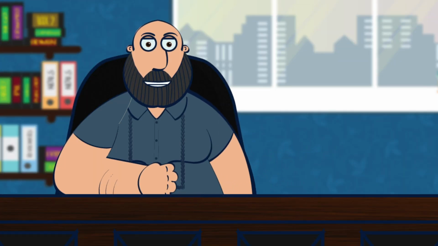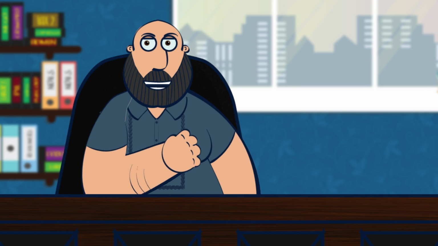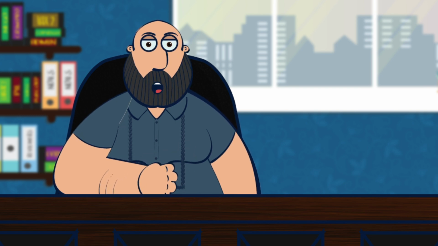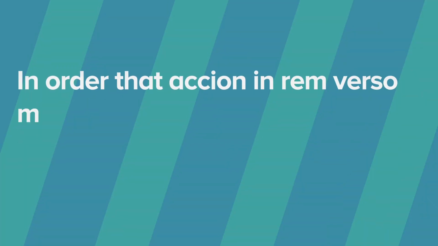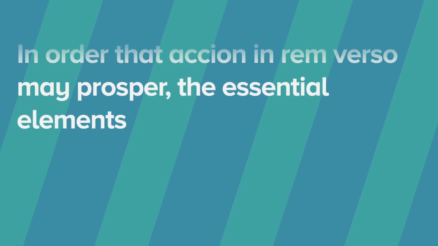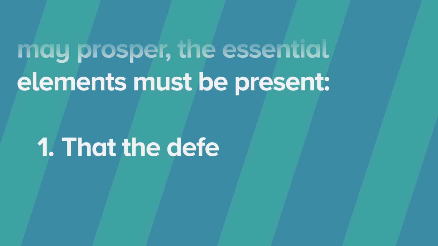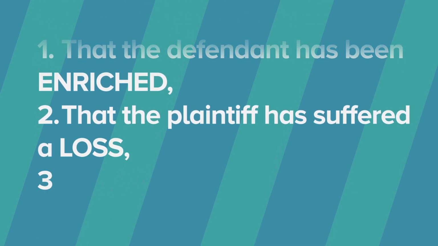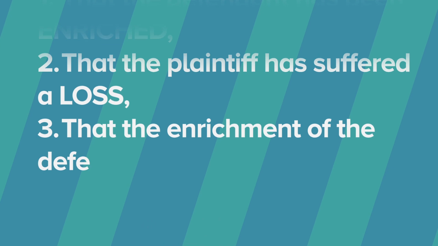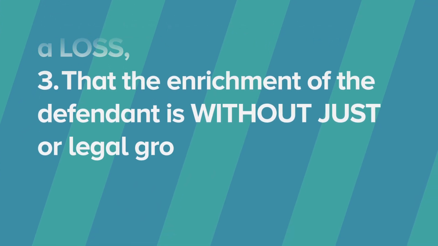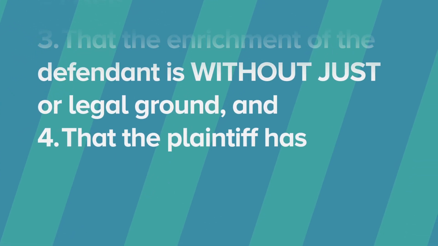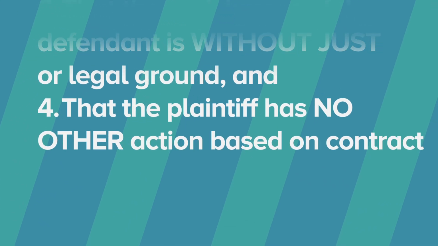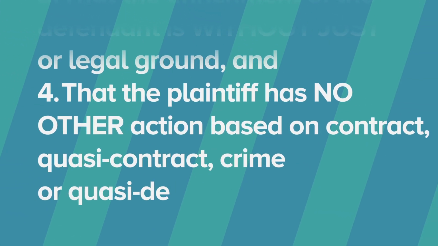The Supreme Court also teaches us the requisites of action in rem verso, or the action for the recovery of a thing from another person based on unjust enrichment. In order that action in rem verso may prosper, the essential elements must be present. 1. That the defendant has been enriched. 2. The plaintiff has suffered a loss. 3. That the enrichment of the defendant is without just or legal ground. And 4. That the plaintiff has no other action based on contract, quasi-contract, crime, or quasi-delict.